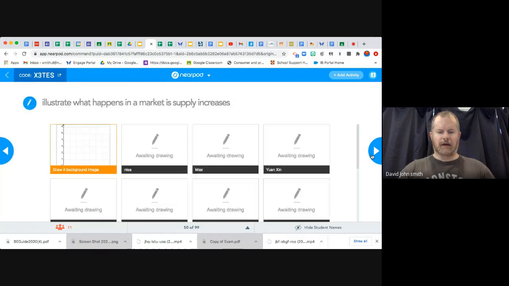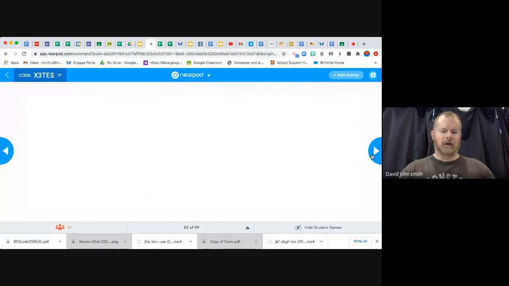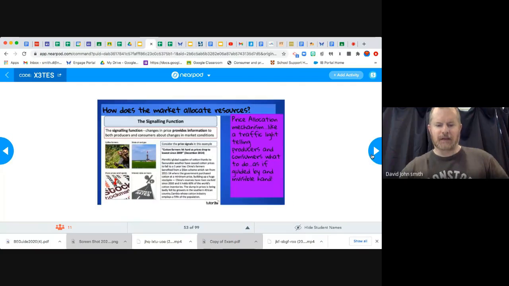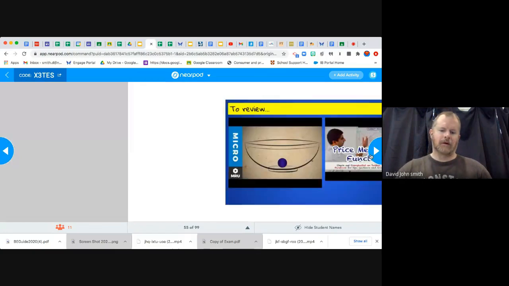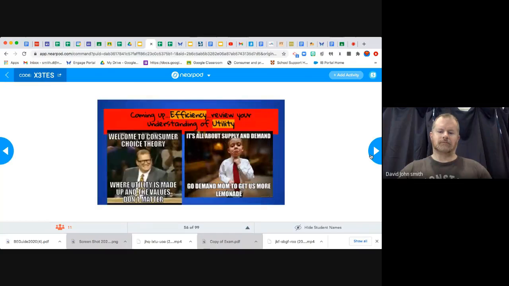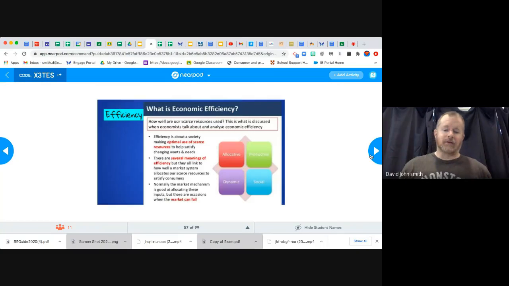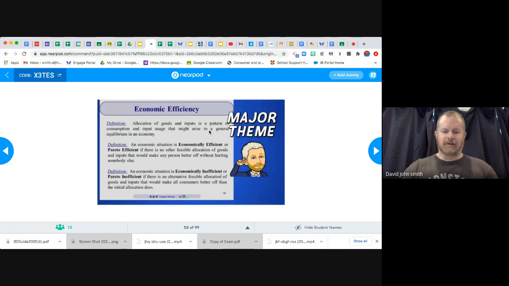All right, so there's our market model. Allocation and signaling. Now, ideas of efficiency. The first one that we came across was economic efficiency. And as we had a look at that, that's all about that optimal use of scarce resources. The optimal use of scarce resources was what we would use when we described economic efficiency.